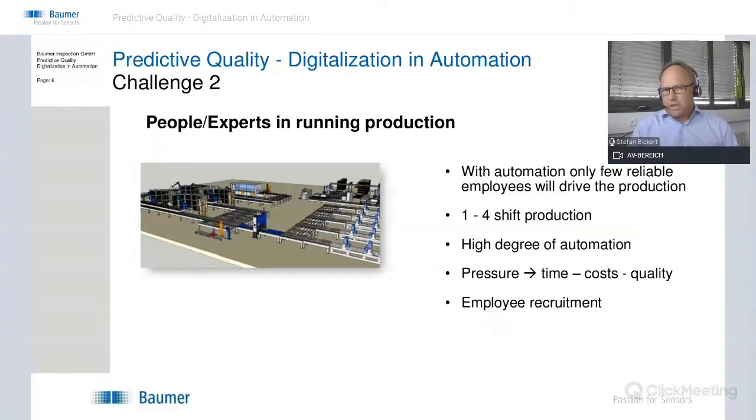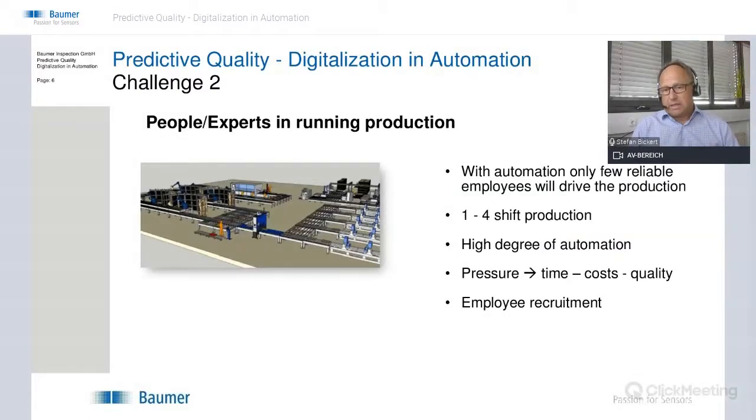A next very challenging field is the human factor in our production. In a running production, it is more and more difficult to have the right people there. Let's call it only a few reliable employees who will drive the production. The experts are no longer on the job floor. If you have between 1 to 4 shifts, and need to train the people, especially to inspect the production manually, it's really hard to get the same results if you have such a human factor in.